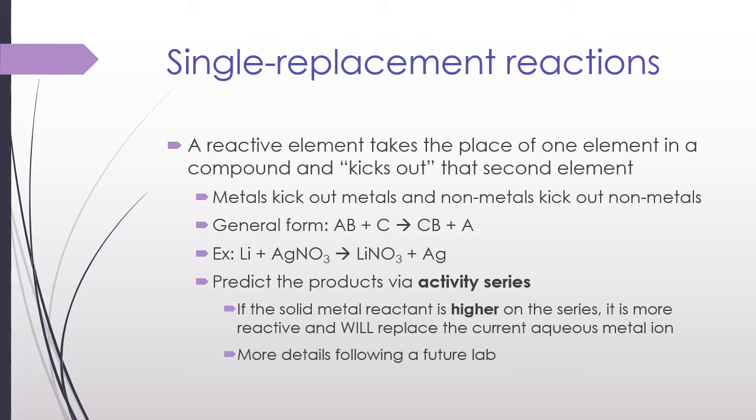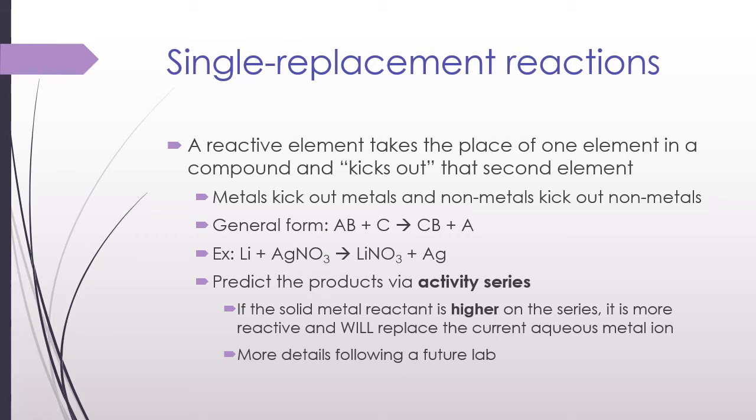Note that this form was specifically written with metals in mind, since the C and A that are switching places are in the front, where the cations or metals are traditionally written. An example of this reaction would be the displacement of silver by lithium, where 1 lithium and 1 silver nitrate yields 1 lithium nitrate and 1 silver.